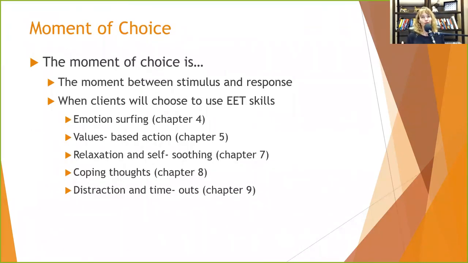So we've talked about this moment of choice already. It's the moment between stimulus and response. When clients choose to use the skills that they're taught in EET: emotion surfing, values-based action, relaxation and self-soothing, coping thoughts, distraction, and timeouts. You're not going to do all of these, but this is your repertoire that you're starting to develop with the clients.